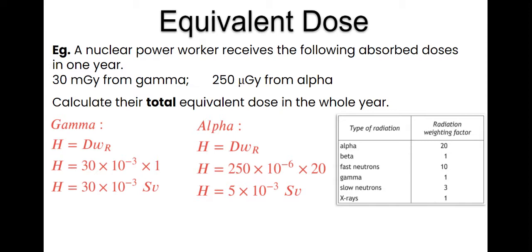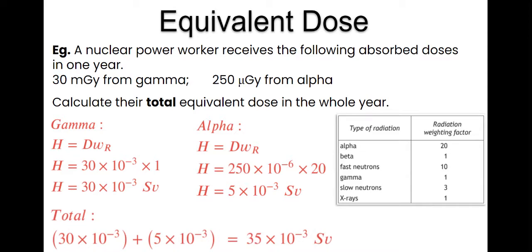Now, the total equivalent dose is going to be the sum of those two added together. So 30 times 10 to the power minus 3 plus 5 times 10 to the power minus 3, which gives us 35 times 10 to the power of minus 3 sieverts, or indeed 35 millisieverts.